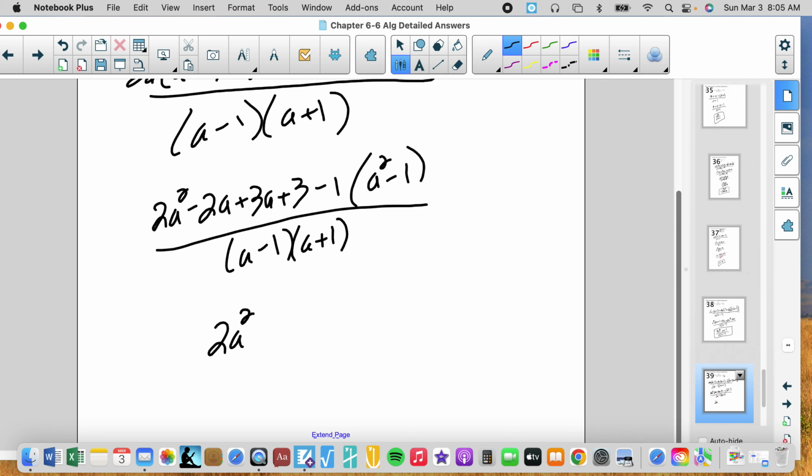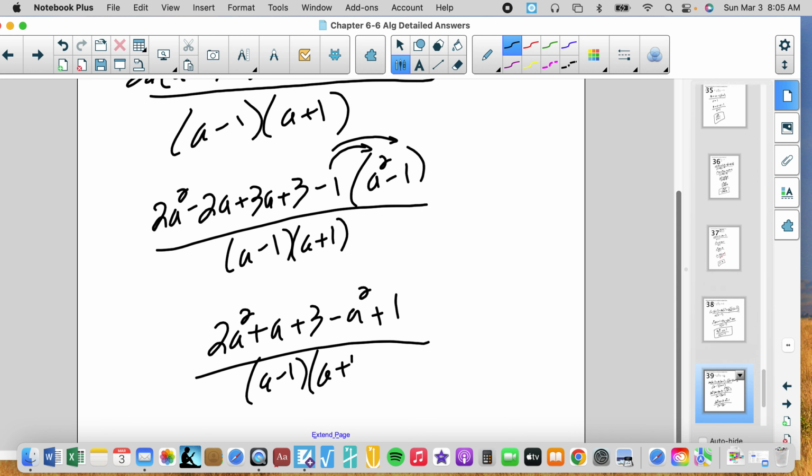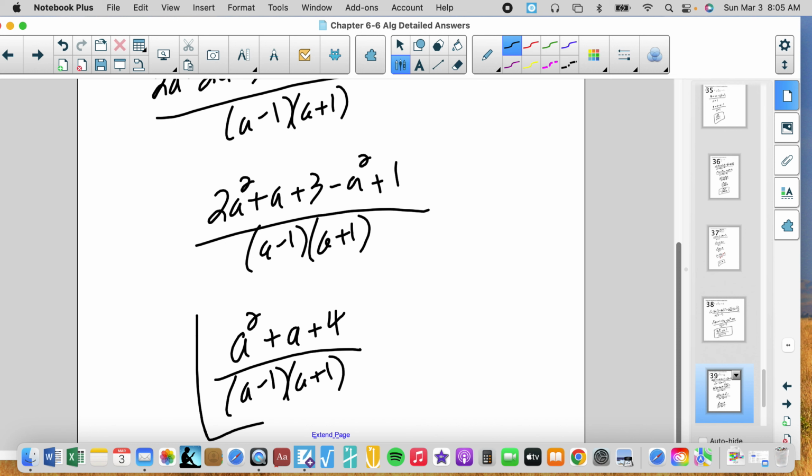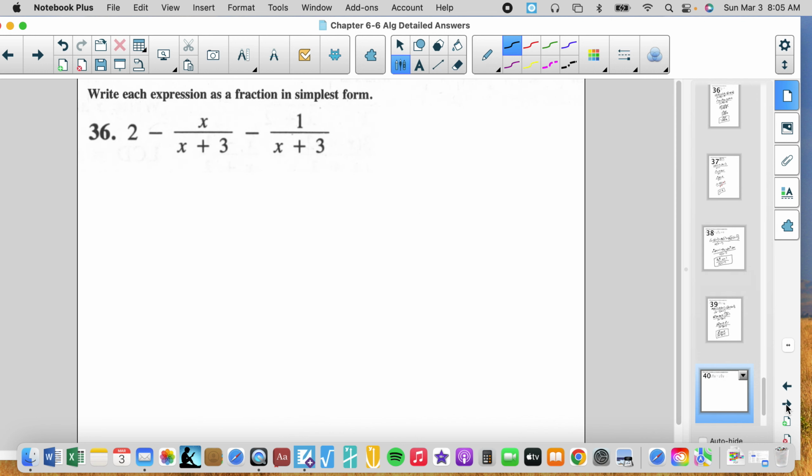2a squared plus a plus 3 minus a squared plus 1. So I simplified and then distributed, all over a minus 1, a plus 1. Nope, that's a squared plus a plus 4. That's a very weird one. Can't say I've ever seen that, and that is unfactorable. Factors of 4 when added are never going to equal 1. Last one.